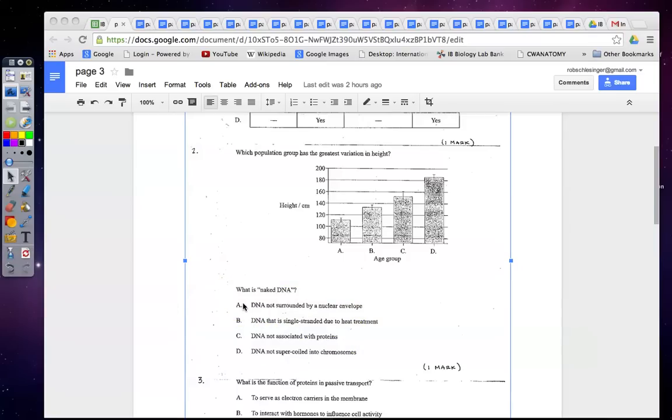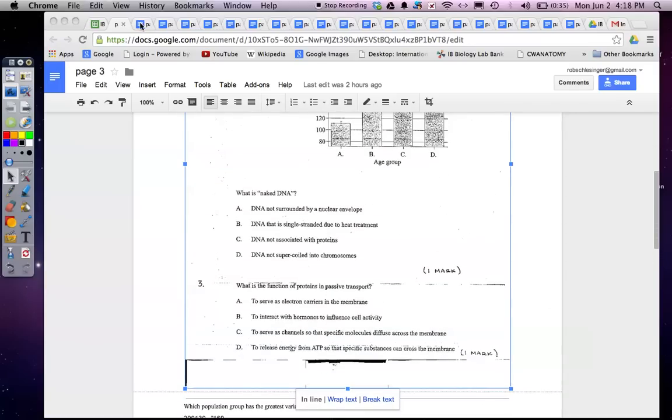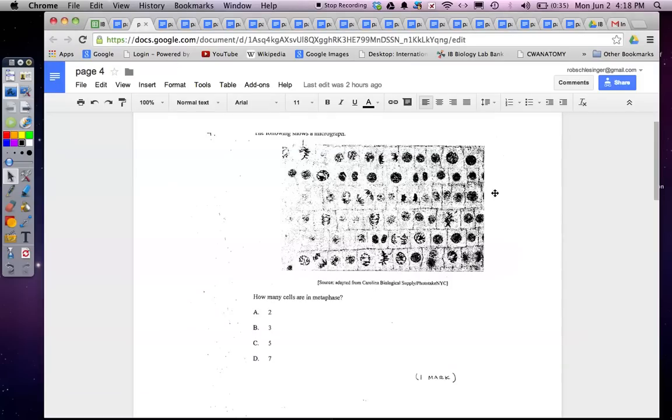So tough question, very specific, but this question, as with the entire test, was taken from the exam that the seniors just completed. So this is the copy of the exam that the seniors just completed. Again, the correct answer here was C. People did fairly well on the next question, and then moving on to the next page, folks really struggled with this question. It asks, how many cells are in metaphase?